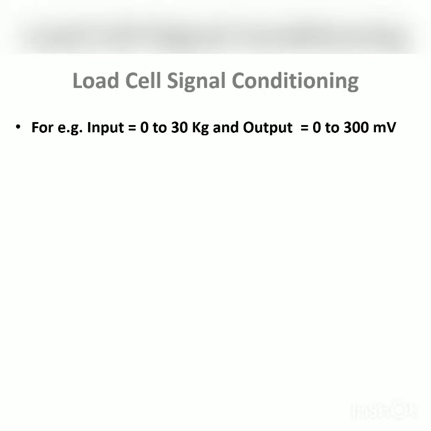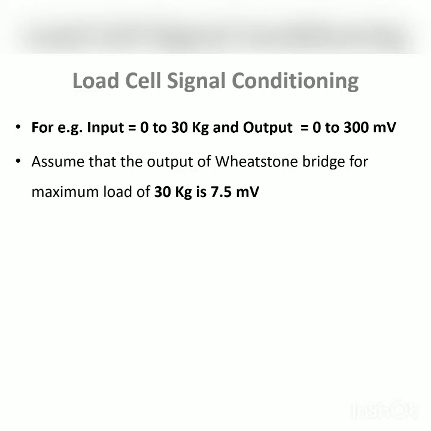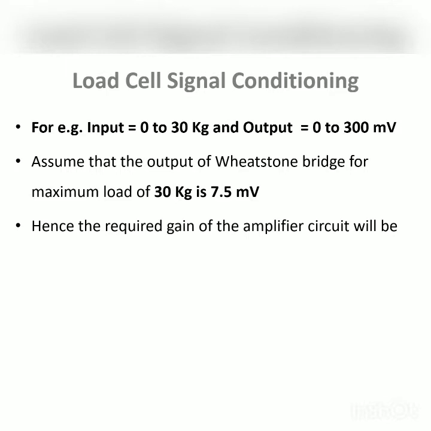For this design, we will consider the input which will vary from 0 to 30 kg and the corresponding output which will vary from 0 to 300 millivolt. Assume that the output of the Wheatstone bridge for the maximum load of 30 kg is equal to 7.5 millivolts. So the required gain of the amplifier circuit, or you may say the signal conditioning circuit, will be G equal to 300 millivolt divided by 7.5 millivolt. The gain comes out equal to 40.